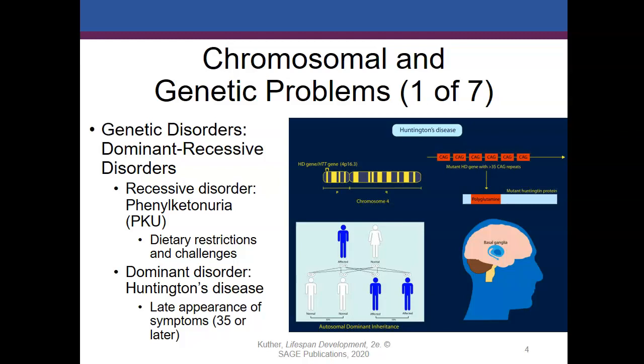On the other hand, disorders carried by dominant alleles, such as Huntington's disease, are expressed when the individual has just a single allele. Unlike most dominant disorders, Huntington's disease emerges later in life, at age 35 or later. Dominant inheritance of disorders typically result in death before the individual can reproduce and pass the disorder on to children.